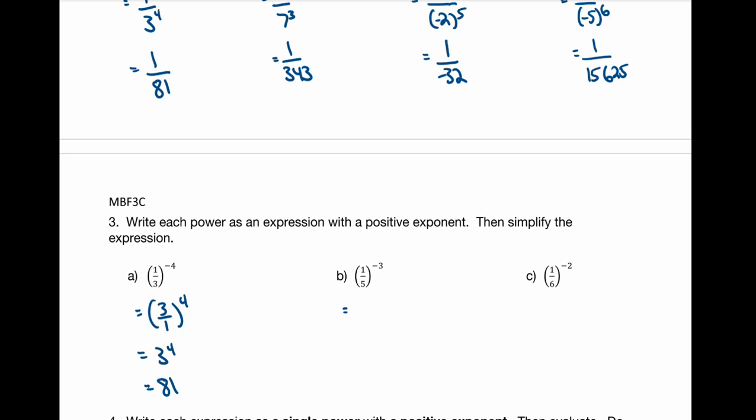For B, same thing. Flip my fraction, becomes 5 over 1 to the power of now positive 3, so it changes. Once I flip it, that exponent becomes positive. 5 to the power of 3 is 125. For C, again, same thing. Flip my fraction, becomes 6 over 1, or 6. The exponent changes to be positive. 6 to the power of 2 is 36. So again, I've expressed it as a positive exponent by flipping my base, and then I simplified it by just evaluating it.